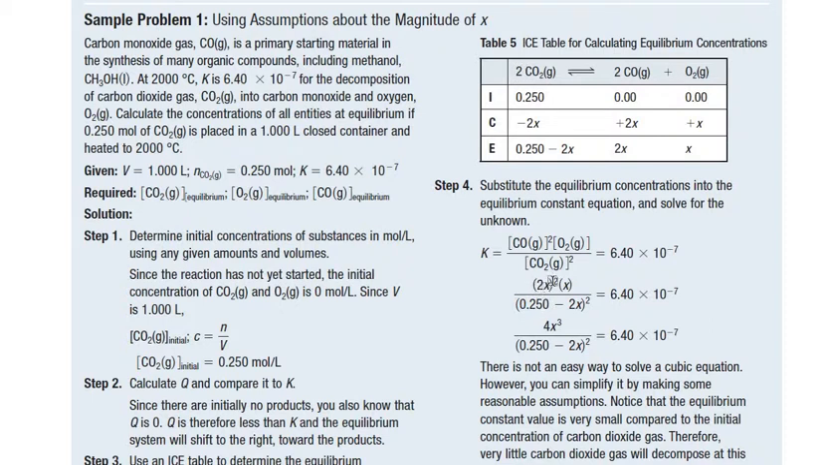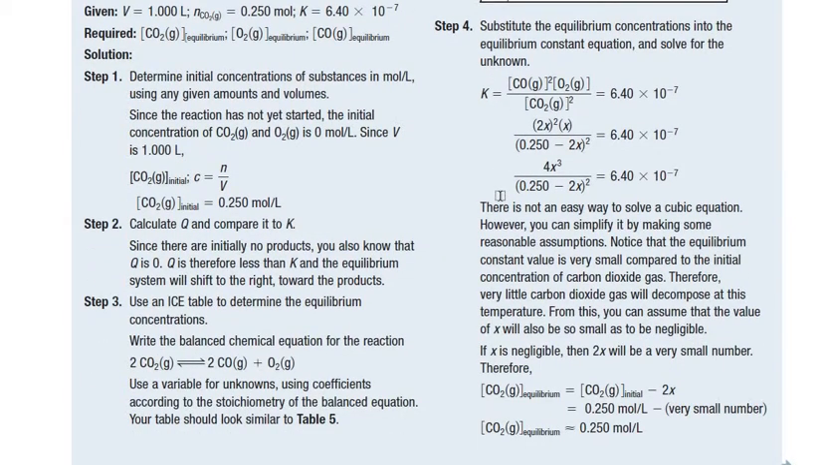So in the numerator we have 2x to the power of 2 times x. It's going to be 4x squared times x, which is 4x cubed, divided by 0.25 minus 2x to the power of 2, equals the K value. And the K value is given here, which is 6.4 times 10 to the power of negative 7. So then we need to solve this example. We can say there is not an easy way to solve the cubic equation. However, you can simplify it by making some reasonable assumptions.